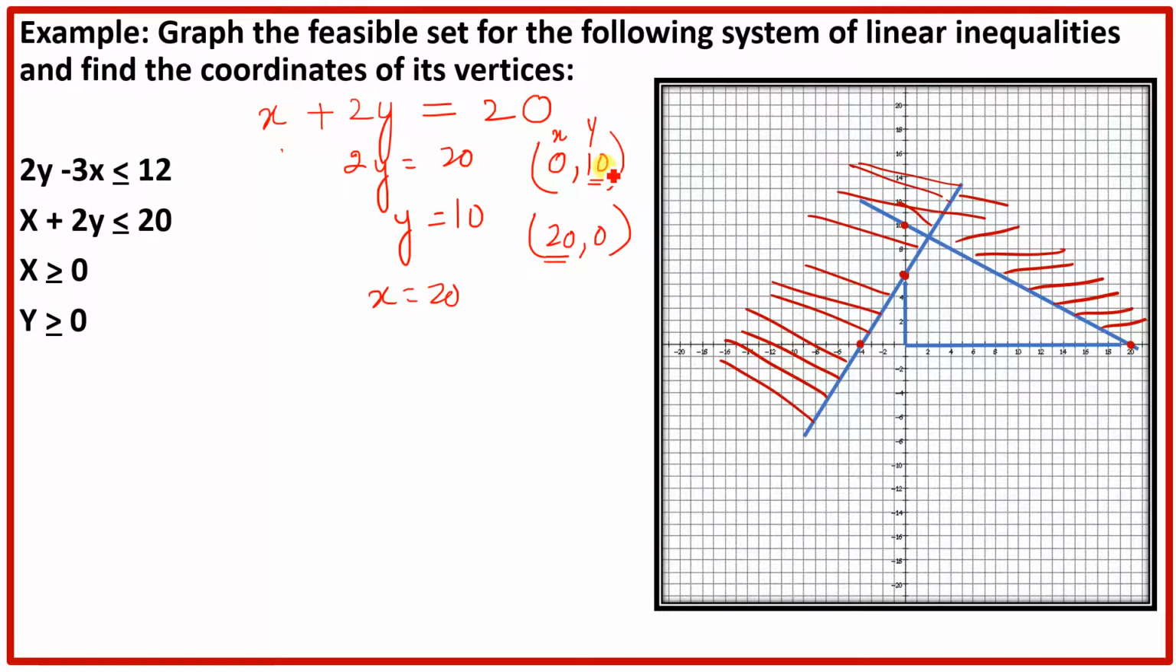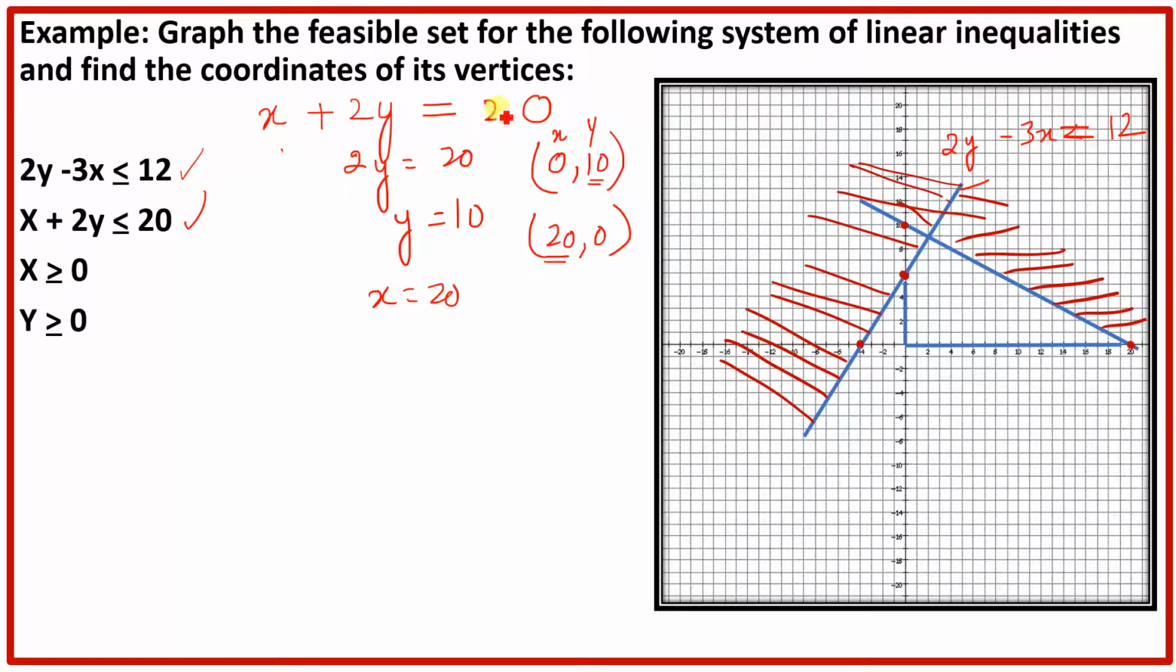So see, the first is 0 and 10, so on the x-axis it is 0 and on the y-axis it is 10, this point. And 20 and 0, so 20 on the x-axis, because the first represents the x-axis. Now the third step is to join these points, and we did. So this is the inequality 2y minus 3x less than or equal to 12, and we put equality because we got these points when we converted the inequality into an equation, and this is x plus 2y is equal to 20, right? This is done and this is done.